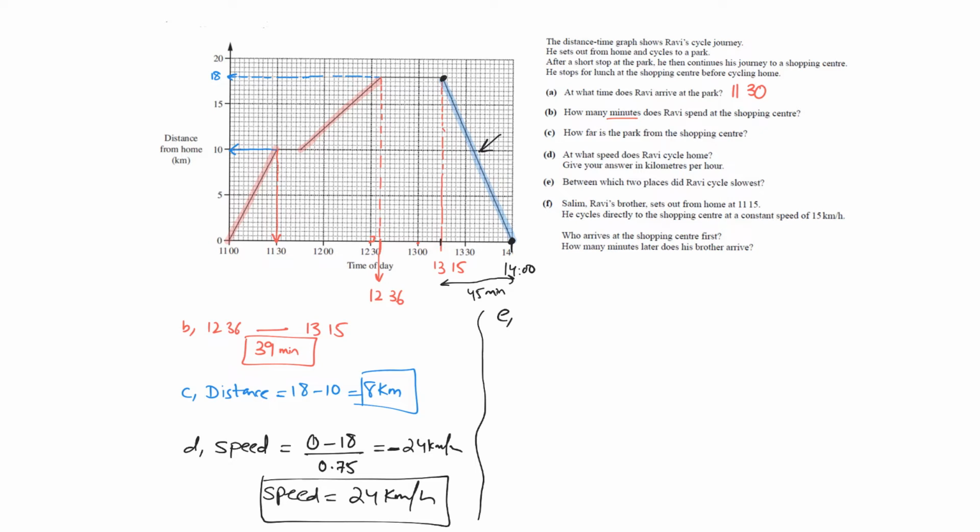Now if you closely observe, the one with the lowest gradient will be our answer. So let's look at the section where we have the lowest gradient. Over here, the speed would be 10 over 0.5, because 30 minutes is 0.5 hours. So this comes out to be 20 kilometers per hour. Obviously this section is less than this, and this value was 24 kilometers per hour. So the region where he was moving slowest was from the park to the shopping mall.